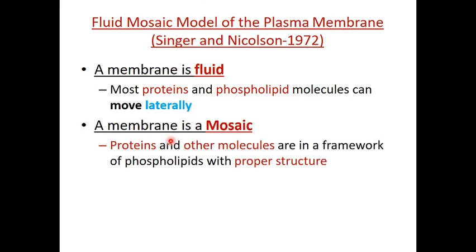A membrane is a mosaic. The second word you can see here is mosaic. Proteins and other molecules are in a framework of phospholipids with a proper structure. That proper structure you can call a mosaic. So ultimately the cell membrane is a fluid mosaic model.